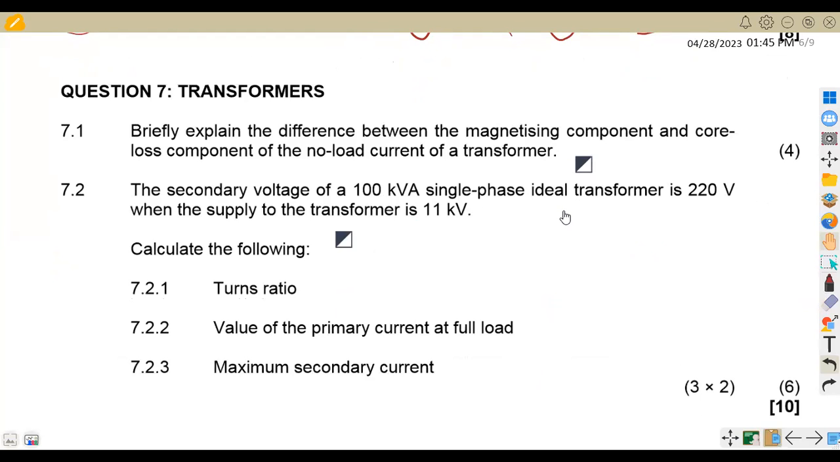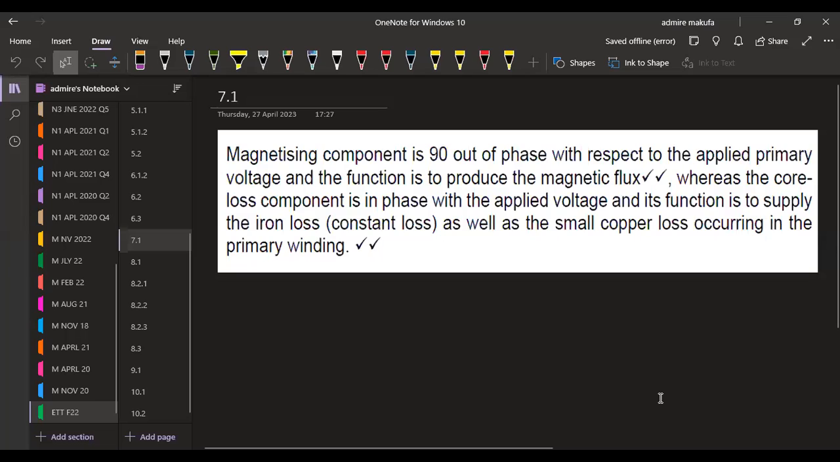Okay, briefly explain on question 7, which is on transformers. We are asked to briefly explain the difference between the magnetizing component and the core loss component of no load current of a transformer. What are the differences between the 2, the magnetizing and the core loss? Okay, so the magnetizing component is 90 degrees out of phase with respect to the applied primary voltage, and its function is to produce the magnetic flux.